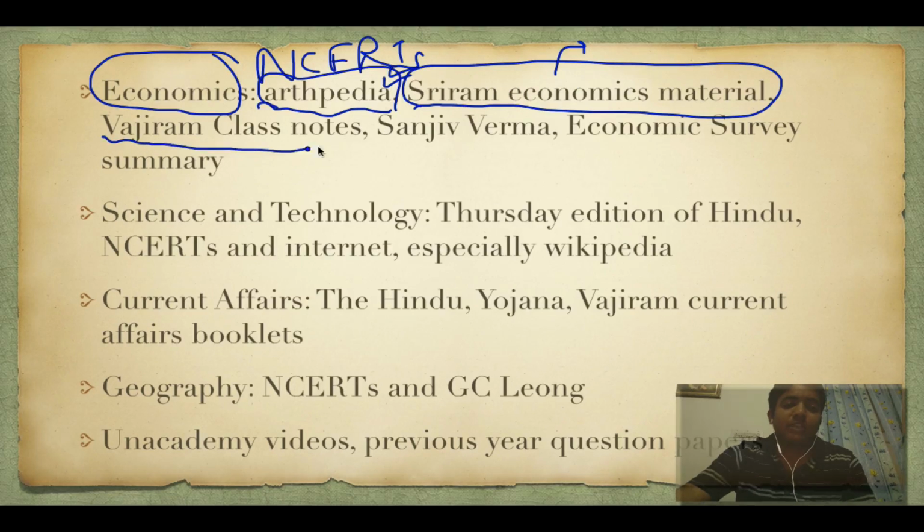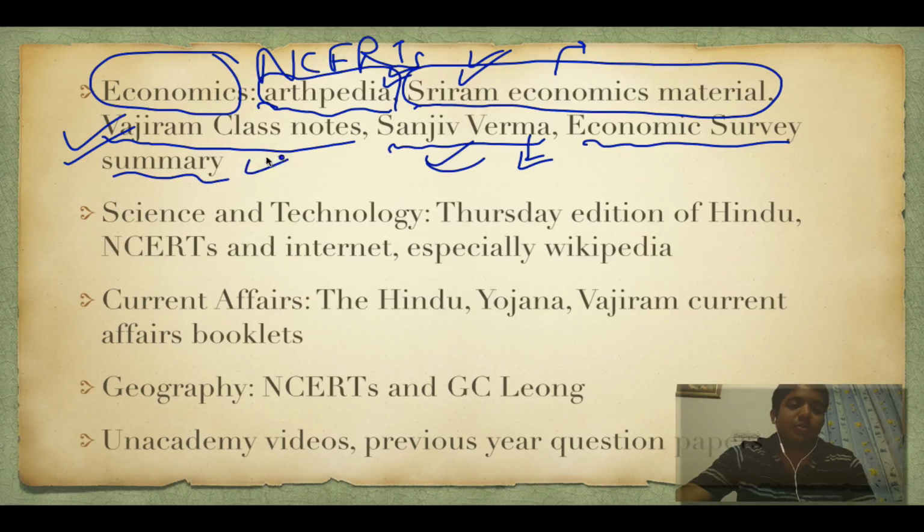Then we also have Vajiram class notes for economics. Three teachers teach there, and they are very good. So you can refer to Shri Ram's printed material and the Vajiram class notes available in the market. Then Sanjeev Verma sir's book on economy, and finally the Economic Survey summary. Do not read the Economic Survey page by page. It's a huge document, 400 pages. Rather, read chapter number 1 and the last 2 chapters, on human development and on environment and ecology.